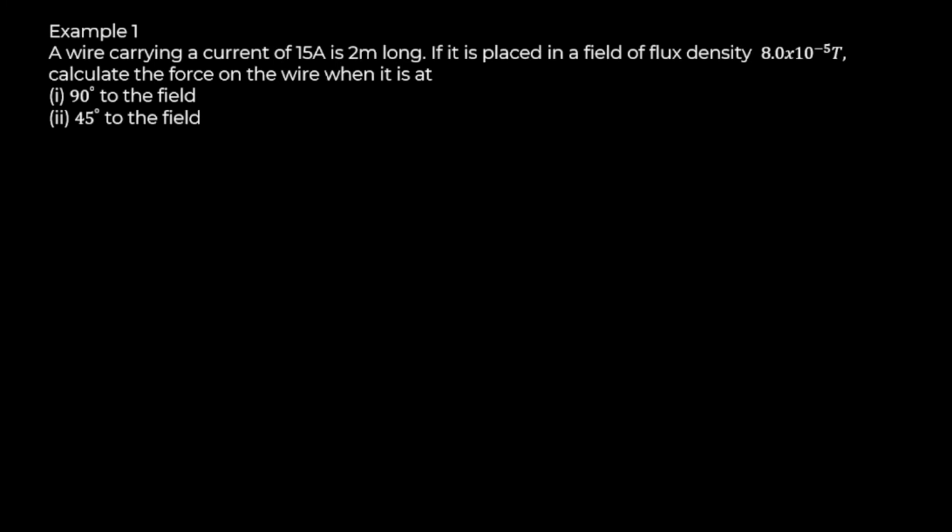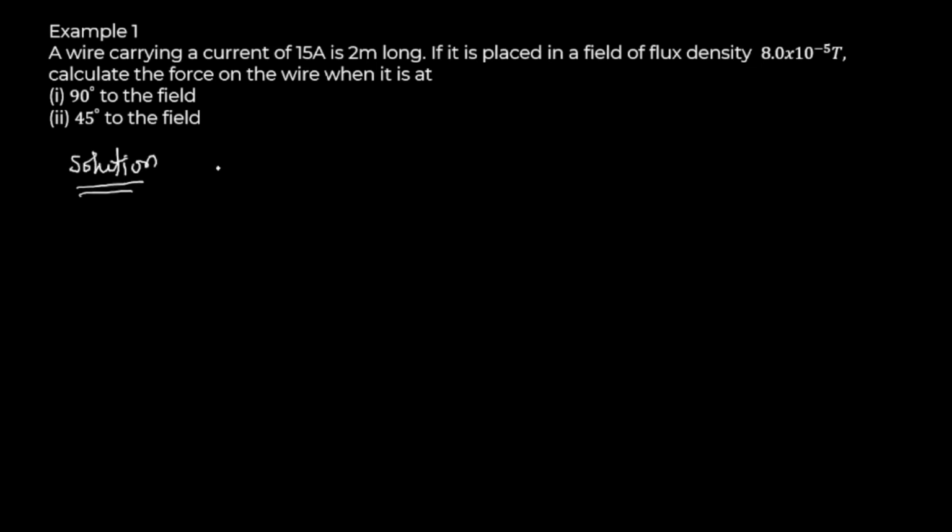So we have the problem for today's example: a wire carrying a current of 15 amperes is 2 meters long. If it is placed in a field of flux density of 8.0 times 10 raised to the power -5 Tesla, we are to calculate the force on the wire when it is at (i) 90 degrees to the field and then (ii) 45 degrees to the field. Alright, so let's go ahead and look at how we solve this particular problem.